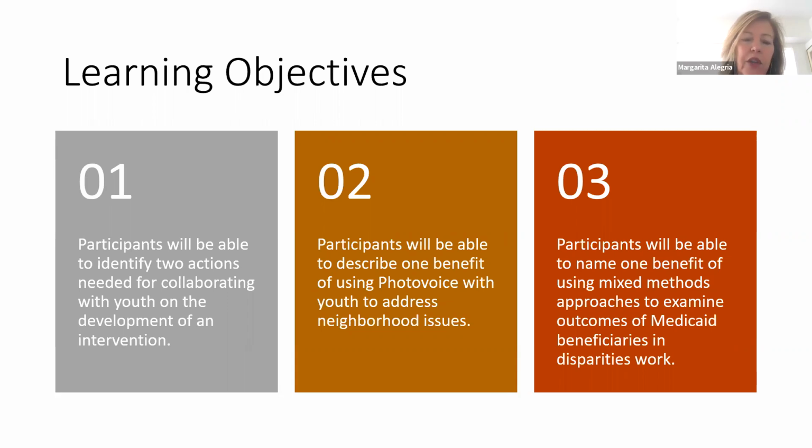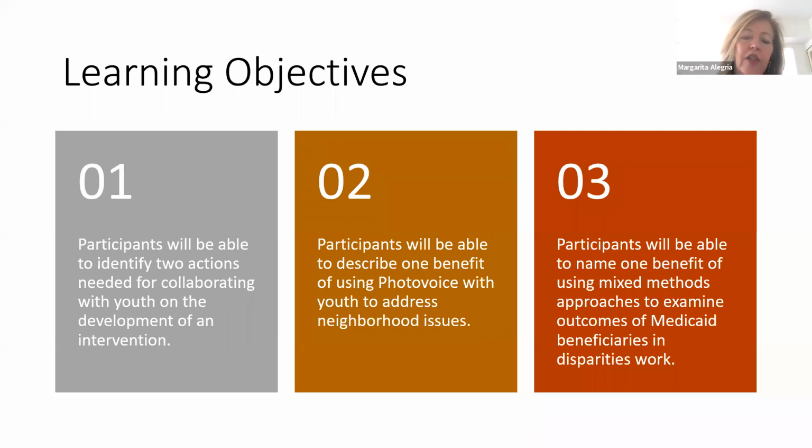I'm going to start with the 3 learning objectives that they asked me, which was that you will be able to identify 2 actions needed for collaborating with youth on the development of an intervention. Because one, the photo stories intervention, we're really developing an intervention with the youth. The second is to describe one benefit of using Photovoice with youth, so you can really understand the neighborhood problems that youth are confronting.